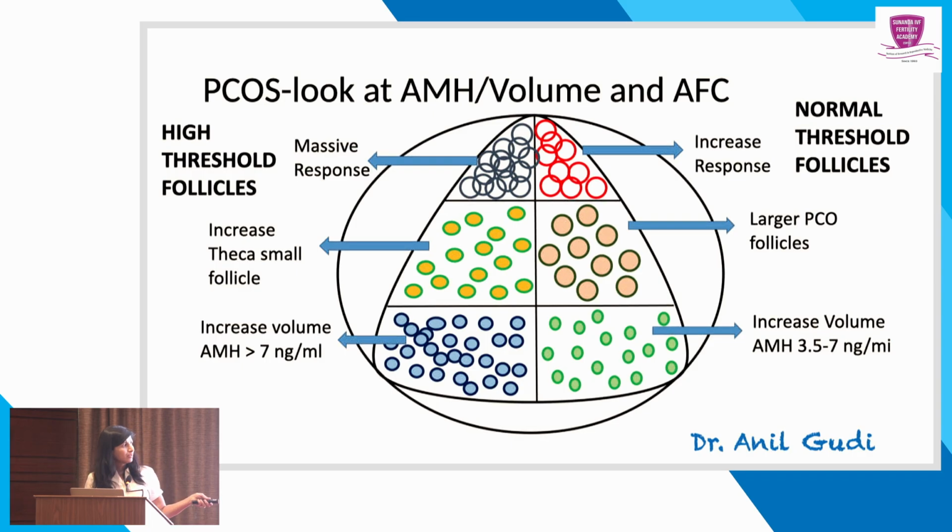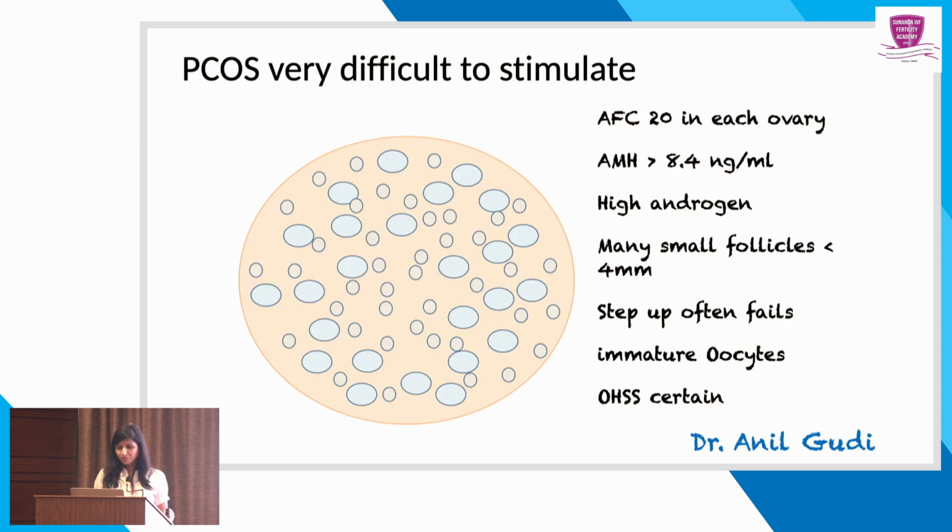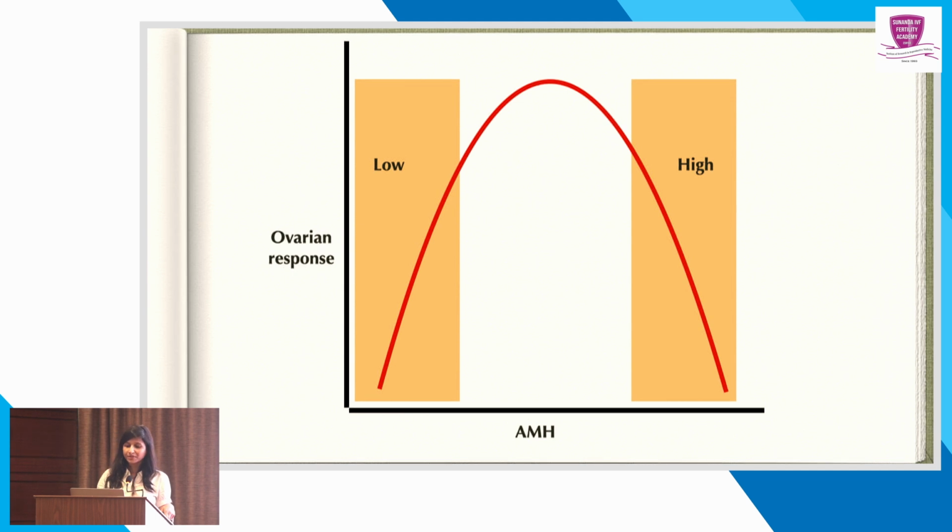If she is a normal responder, then even your simple ovulation induction agent or 2 gonadotropin injections will give a better response in this particular group. So PCOS is very difficult to stimulate if you are seeing AFC which is more than 20 in each ovary, AMH beyond 8.4, very high androgen level, very small follicles which are less than 4 millimeter; step up often fails, and immature oocytes. And the main fear is OHSS. If you are going to give this continuously, she had taken 10 gonadotropins, but now she has a massive response. You have to again ask them to cancel the cycle and go ahead with the next.